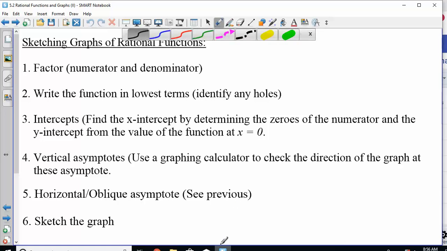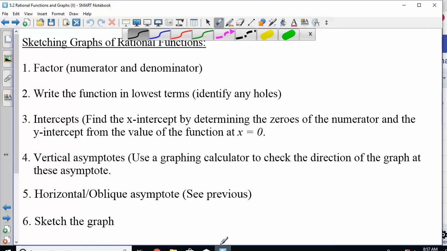First step that we will do is factor. We will factor both the numerator and denominator. Yesterday we weren't really concerned with the numerator, but it will help us find if anything cancels, which puts a hole in our graph. It'll also make finding our intercepts a little bit easier, so we will factor everything.